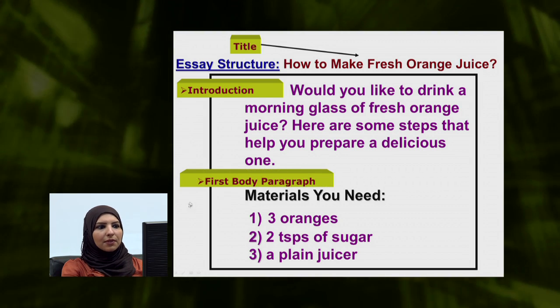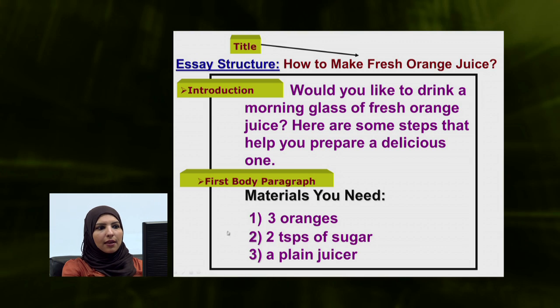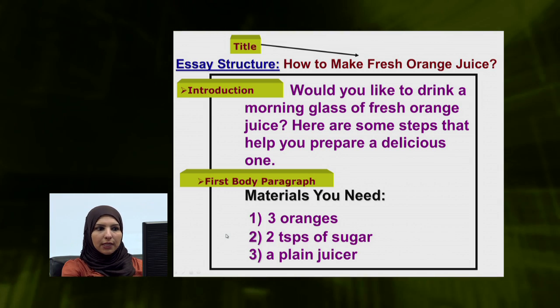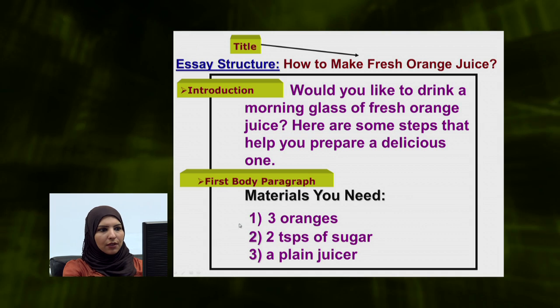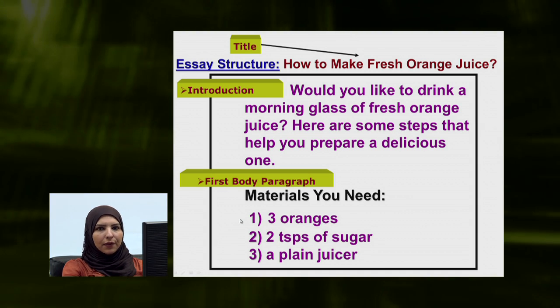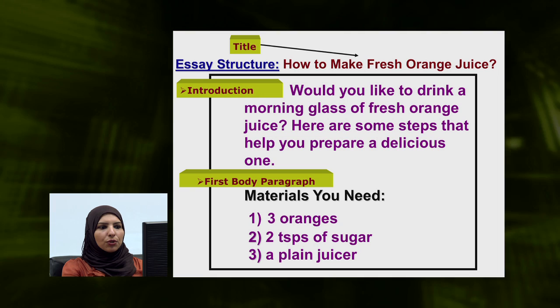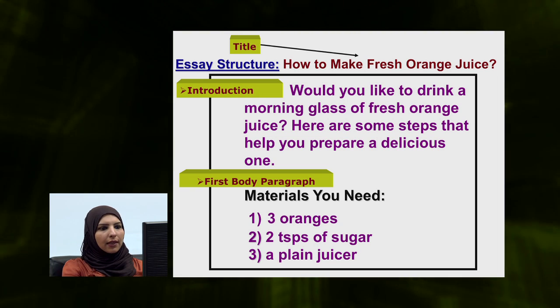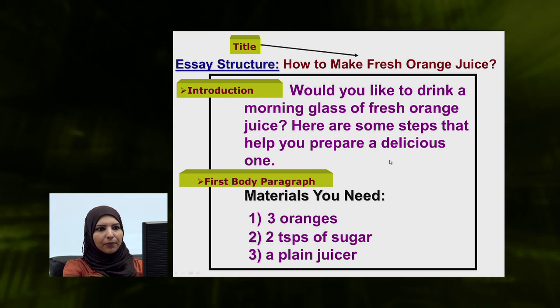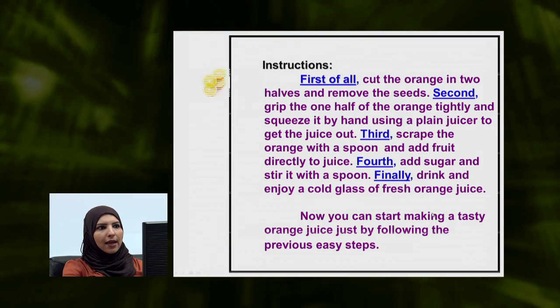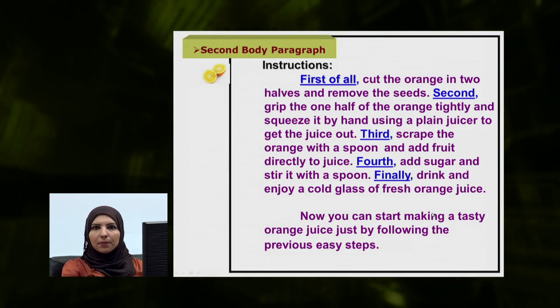After that comes the first body paragraph. In this body paragraph, you are going to write a subtitle, which is materials you need or tools needed. And then you are going to list the materials or tools you need, like these ones. For example, number 1, 3 oranges, number 2, 2 teaspoons of sugar, number 3, a plain juicer. Let's move to the second body paragraph.